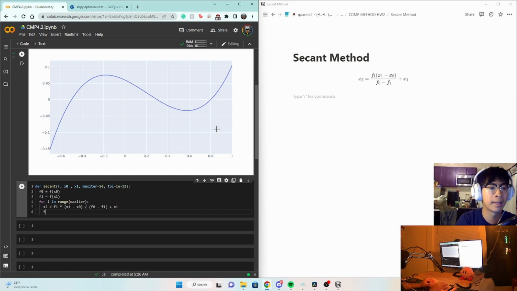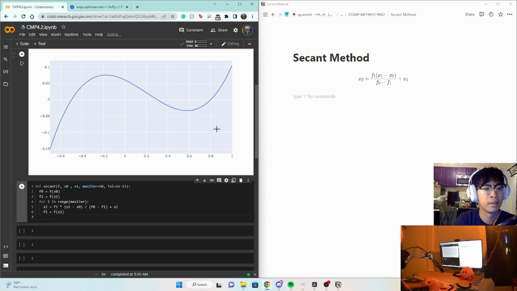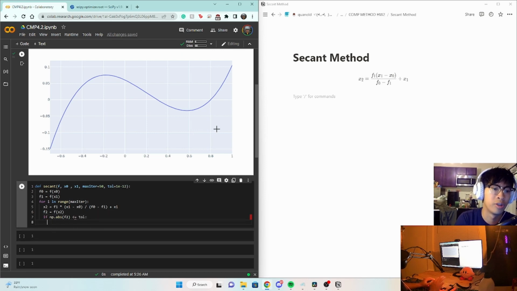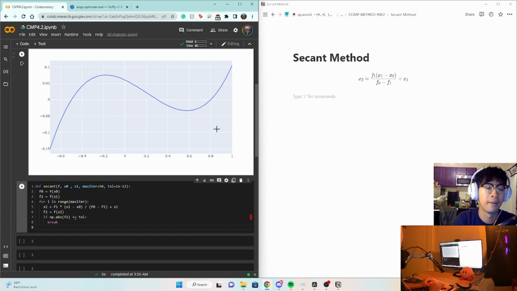And with my new x value, I can find my new f value, f evaluated at x2. So at this point in time, I'd like to check, hey, am I close enough to 0 yet? So if, remember, absolute value, so np.abs of f2 is less than or equal to the tolerance, what should I do? I should break from the loop. If not, I should go ahead and update my values and throw away the oldest value.